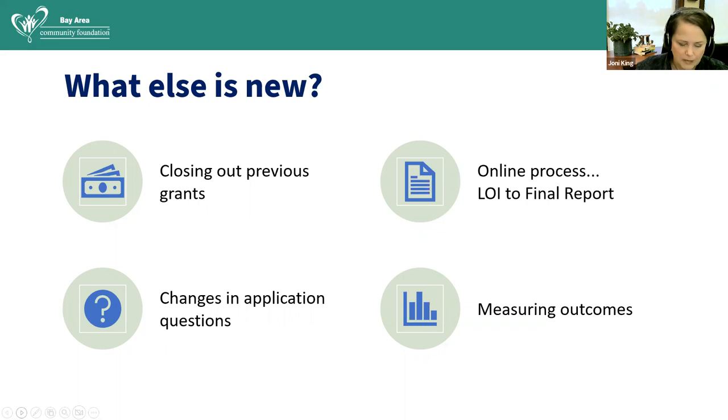The other thing that's new is that the system is a totally online process. From the LOI to the final report, the grant agreements, it is a total online system, which helps us keep everything in one place. And it's helpful for you too, because you can log in at any time and access any part of that process. So you're not going to have to say, where's that form? Where's the link to the final report? I have my grant agreement in some file, where is it? That is a very new feature and one that I think you'll enjoy very much.